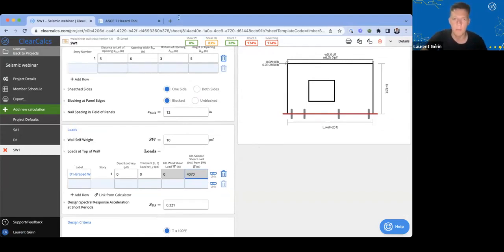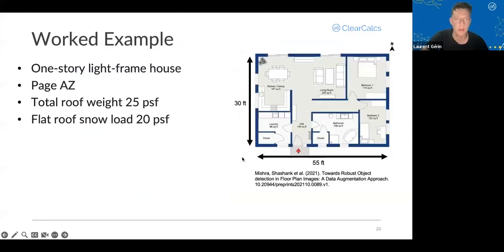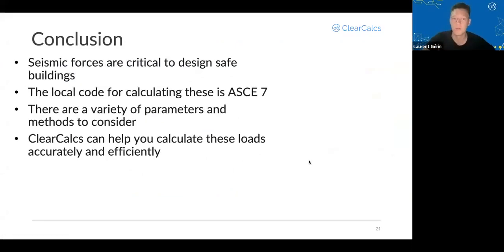Okay, ran a little bit over time. Apologies for that. I'm just going to quickly conclude this. This was basically the end of our presentation anyways. So in conclusion, seismic forces are really important. You're probably going to be working in ASCE 7 and ClearCalcs is here to help you with that.